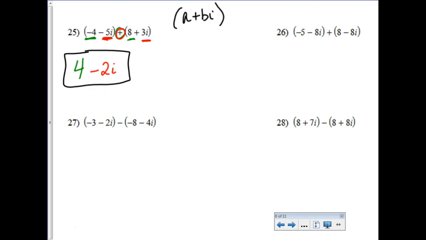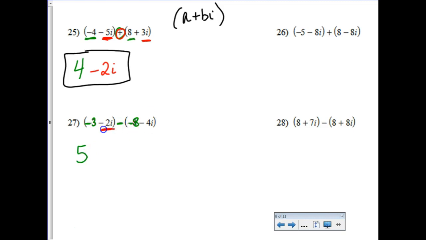All right, when you look at 27, it's similar, except this time we're subtracting, so be careful. So you have a negative 3, and then we're subtracting a negative 8. So please don't have a mental breakdown here in your test, guys. Just use your calculator if you have to, but negative 3 minus negative 8 is really negative 3 plus 8, so that is a 5.